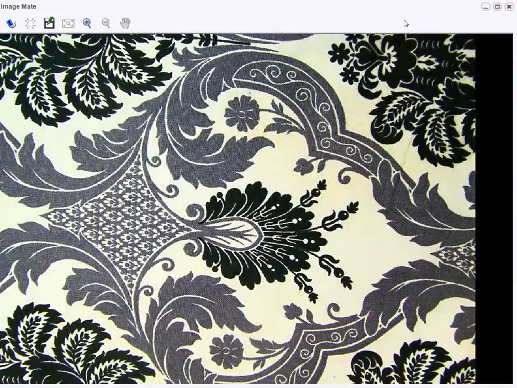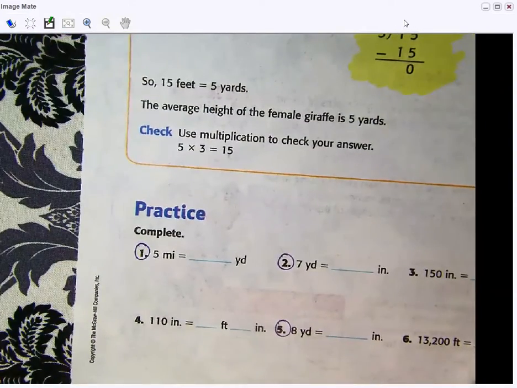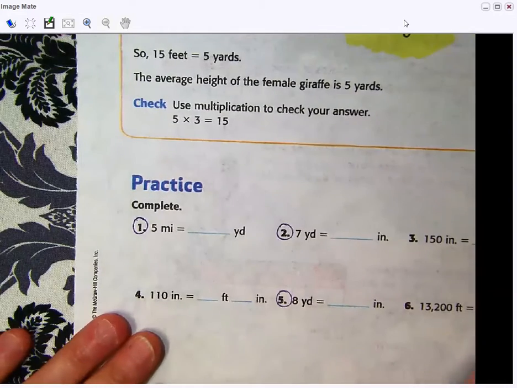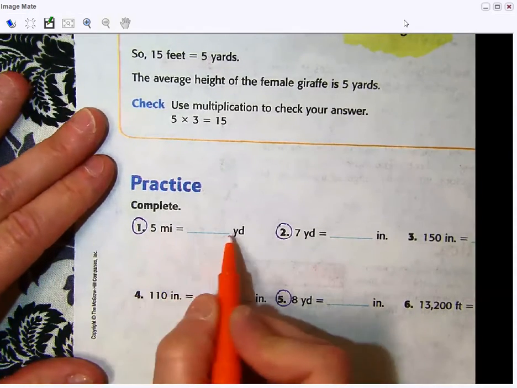So let's start with page 811, number 1. And remember, we're only doing specific numbers because in fifth grade we are doing the Let's Study Math. We're converting a larger unit to a smaller unit. So Let's Study Math means we're going to multiply. So we're going to start with 5 miles equals how many yards?